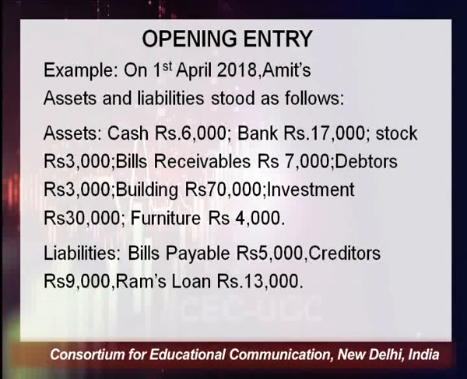Assets given are cash rupees 6,000, bank 17,000, stock 3,000, bills receivable 7,000, debtors 3,000, buildings 70,000, investment 30,000, furniture 4,000. These are the opening balances of assets given to you. Liabilities are shown here. Bills payable 5,000, creditors 9,000, Ram's loan 13,000. These are the balances of liability.